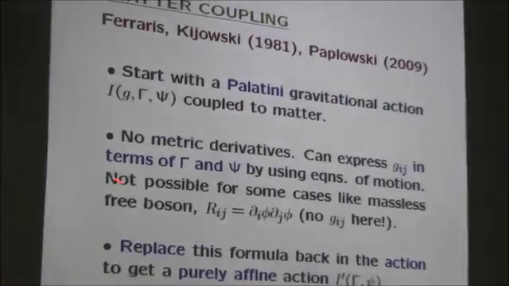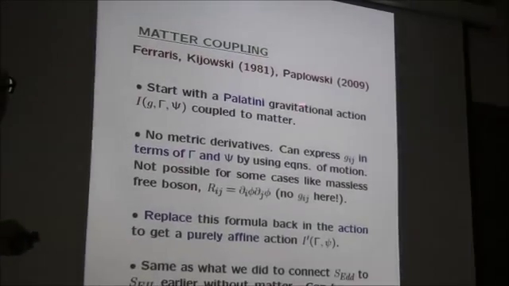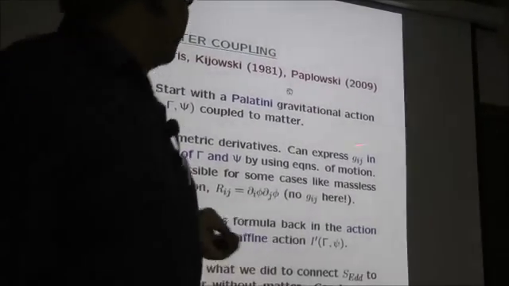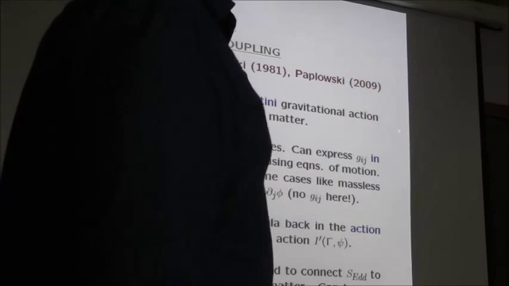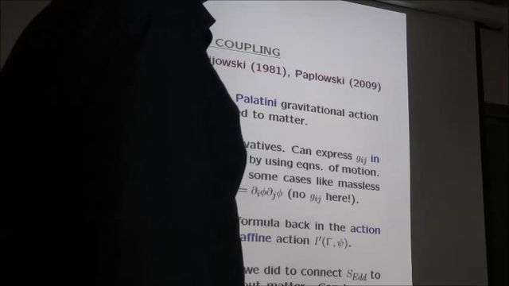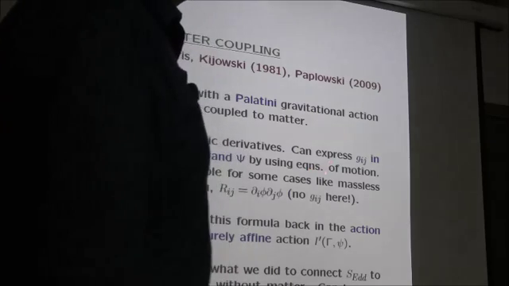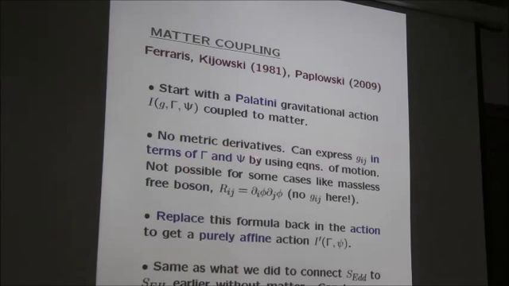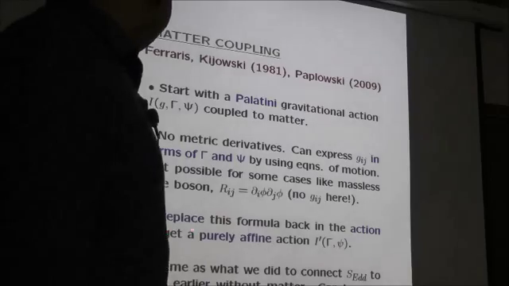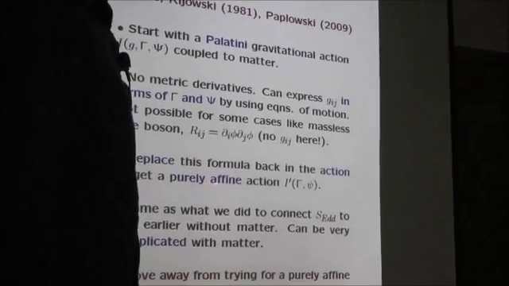Okay, so let me now move on to matter couplings. Let me tell you some early work by Ferraris and Kijowski in 1981 and Olmo in 2009. They started with the Palatini gravitational action, I of g, gamma, psi, with no metric derivatives. So you can express gij in terms of gamma and psi, put it back in the equation of motion, which is not possible for the massless free boson, and replace this formula back in the action to get a purely affine action.